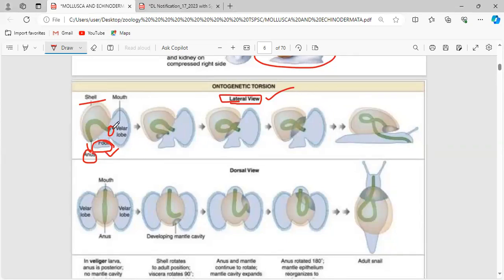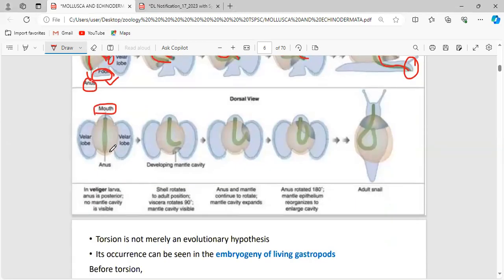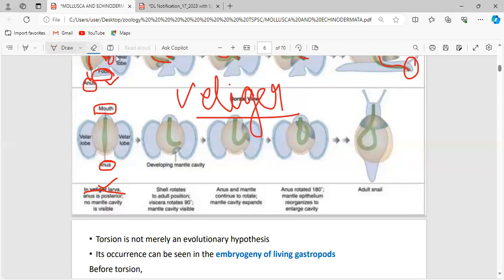Now, initially this is the mantle cavity, and see how it folds from the posterior to the anterior region and how it coils around each other. Later it will reach the anterior region. This is the mouth and this is the anus. We know the larval stage of mollusca is the veliger larva, or the trochophore larva. Just make a note of it.